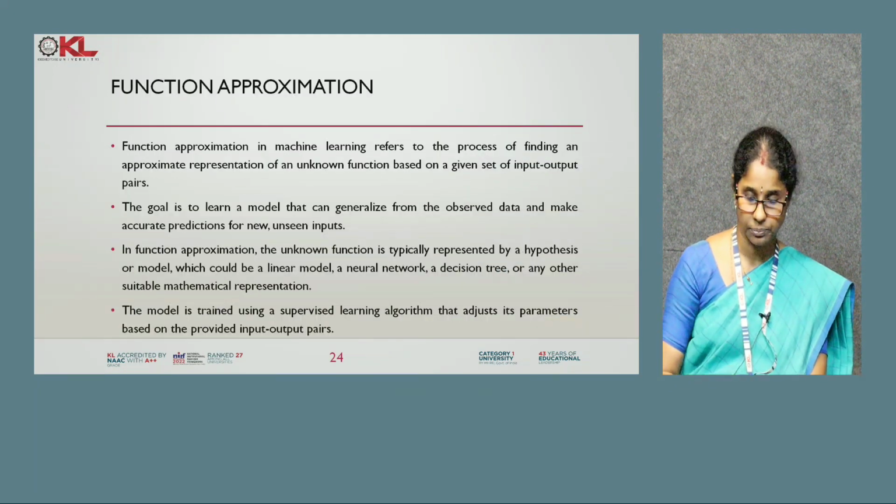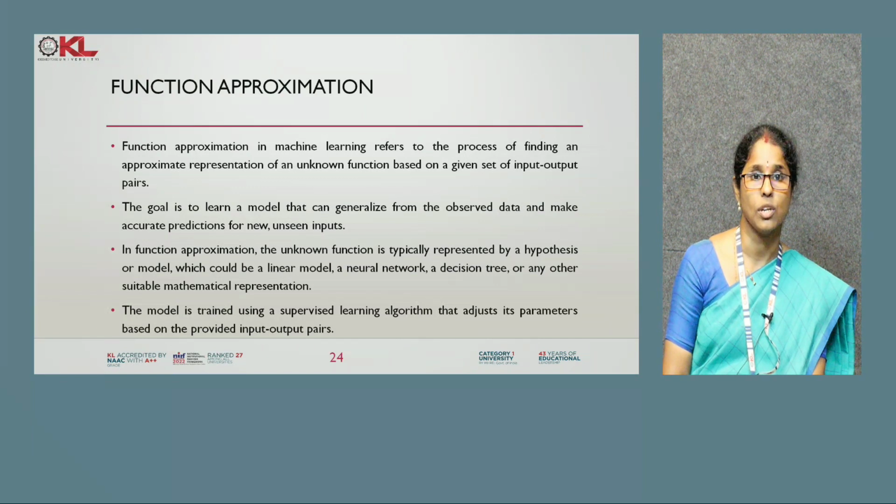Now let's look at function approximation. Function approximation in machine learning refers to the process of finding an approximate representation of an unknown function based on a given set of input-output pairs. The goal is to learn a model that can generalize from the observed data and make accurate predictions for new unseen inputs. That's mainly function approximation. In function approximation, the unknown function is typically represented by a hypothesis or a model, which could be a linear model, a neural network, a decision tree, or any other suitable mathematical representation.